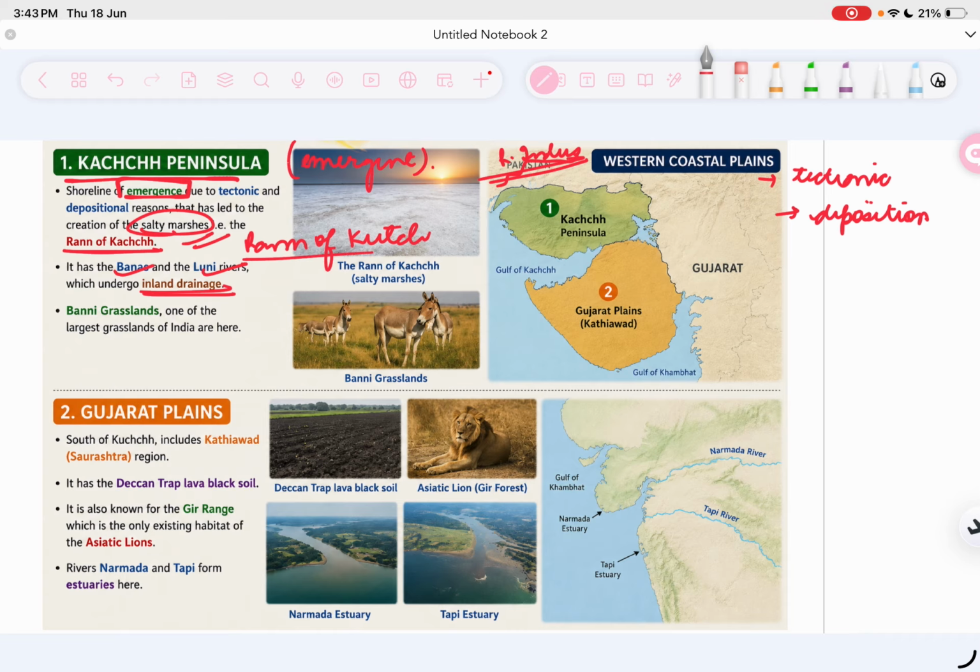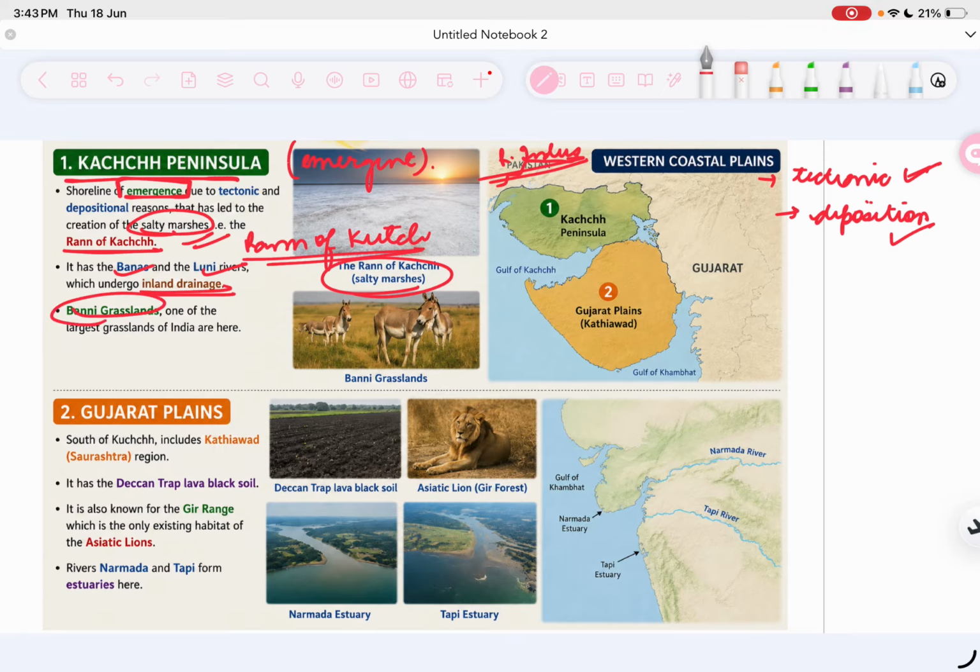We are all aware of the Rann of Kutch and have seen its beautiful images. So now we know that Kutch is an emergent coastline, for two reasons: tectonic and deposition. Deposition by the river Indus, and tectonic activity because when the Himalaya was being formed, some tectonic activity also took place here. And the inland drainage rivers such as Banas and Luni, with saline deposition, form salty marshes called the Rann of Kutch.